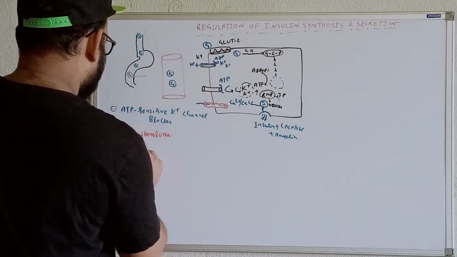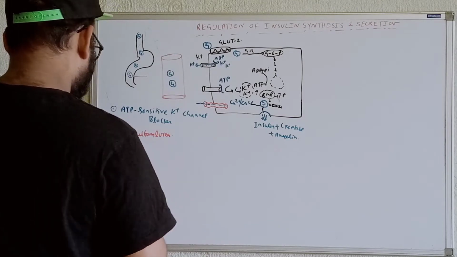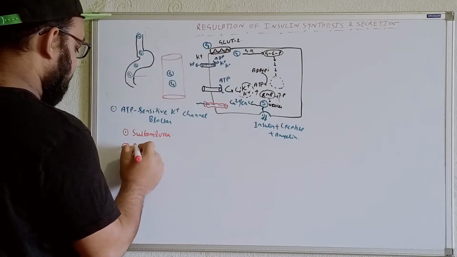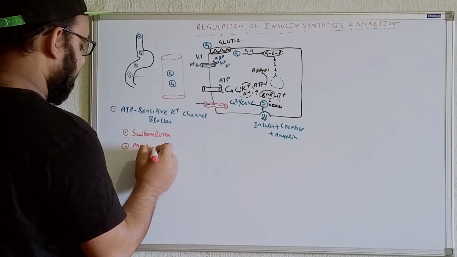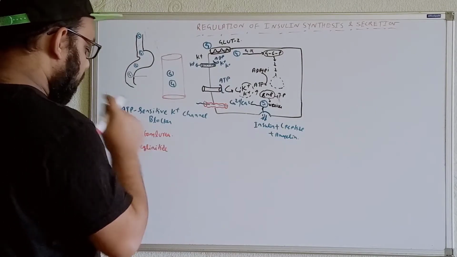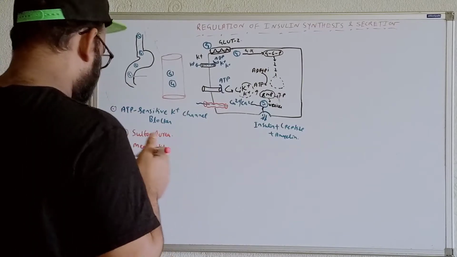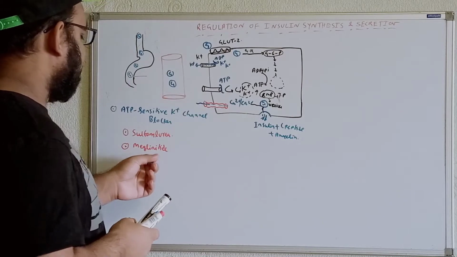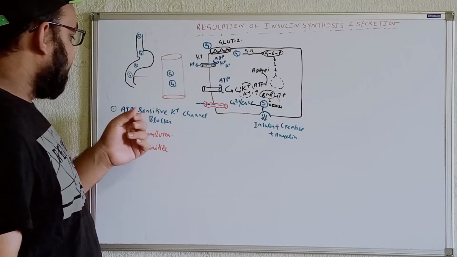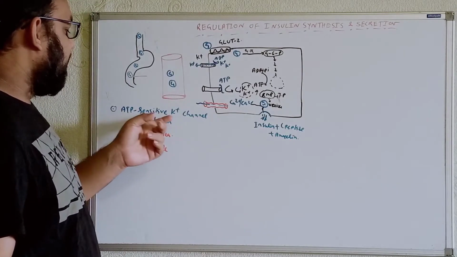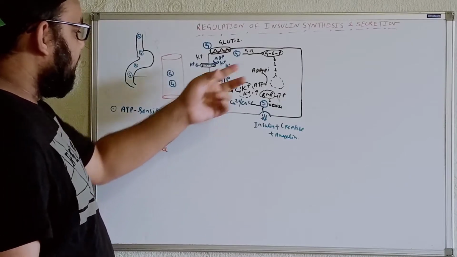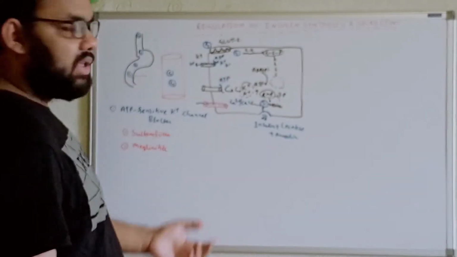Another group of drugs is known as meglitinide. So the meglitinide and the sulfonylurea are the groups of drugs that will inhibit the ATP sensitive potassium channel. Whenever this channel is blocked, definitely we will get the outcoming of the insulin.